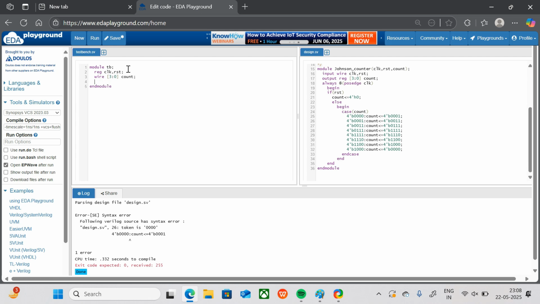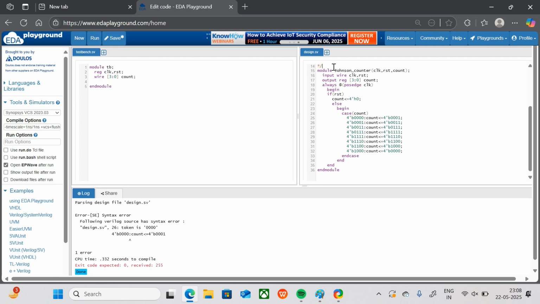And now let's connect our RTL to our test bench. So first of all, let's consider this only from here.